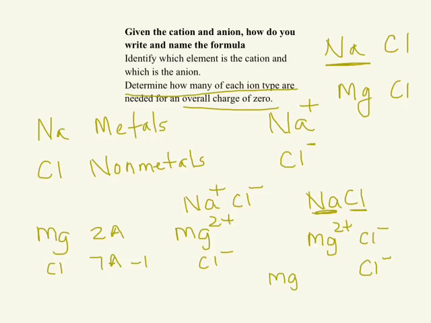So the formula will be MgCl2. Because if you look again, one magnesium has 2 plus charge. Each chlorine has 1 negative, total will be 2 negative, so overall charge will be 0.